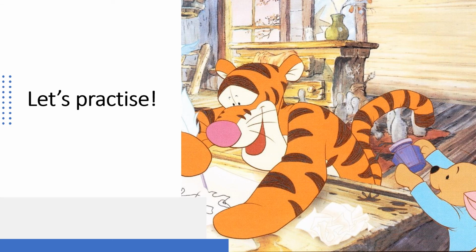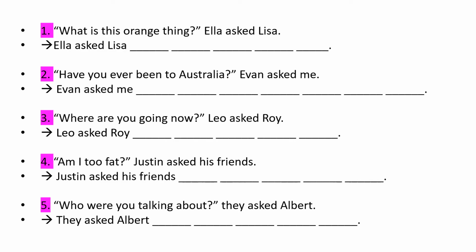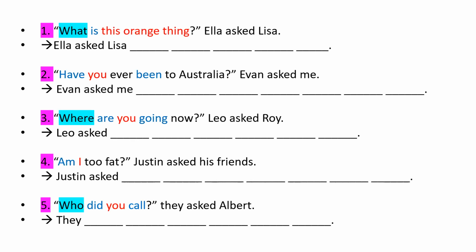Let's practice. You can find these questions in your notebook. Use the knowledge you've learned from this video to complete the exercise. Here is a version with some hints. The red words are the subjects. The blue words are the verbs. The words highlighted in light blue are the WH question words. Complete the exercise and check your answers with your teacher. This is the end of the video. Well done.